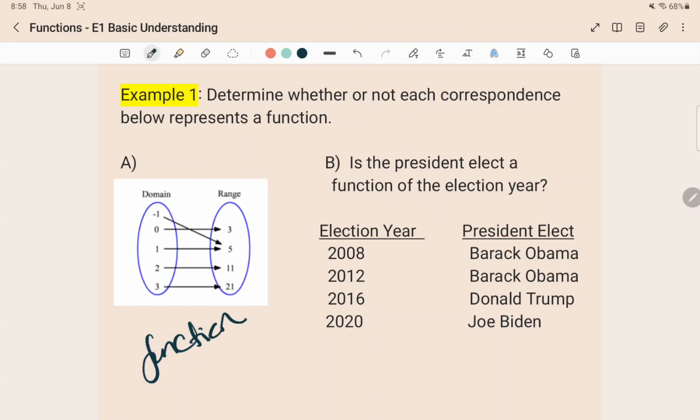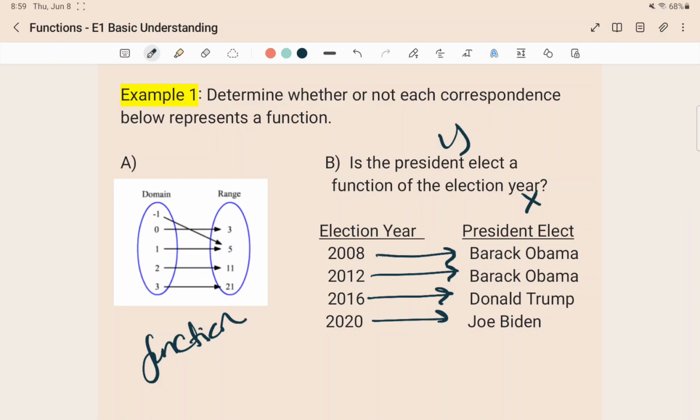Let's try another. Is the president-elect a function of the election year? Let's recall our function code from above. y is a function of x. In this example, y represents the president-elect, and x represents the election year. From the table, we can see that each election year corresponds to one and only one president, which makes the president-elect a function of the election year.